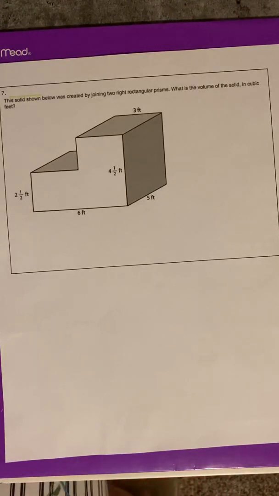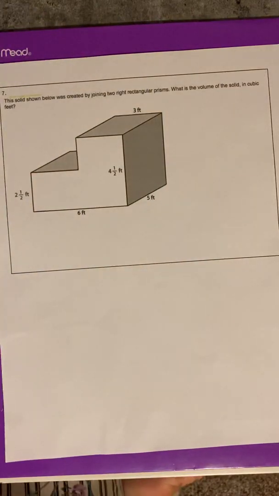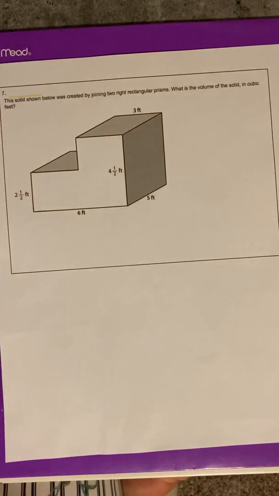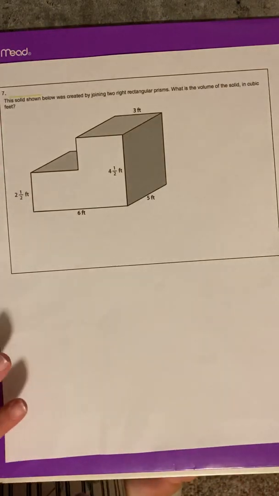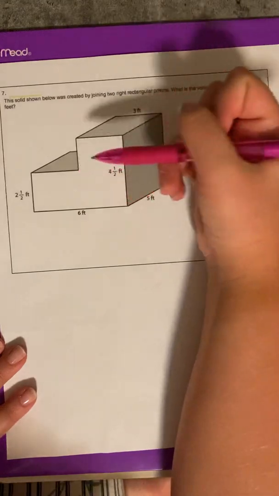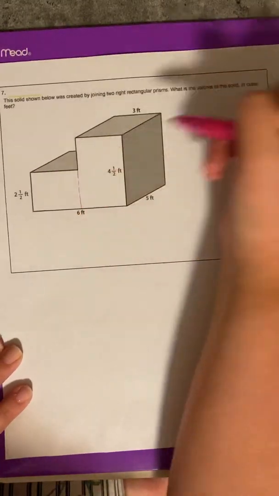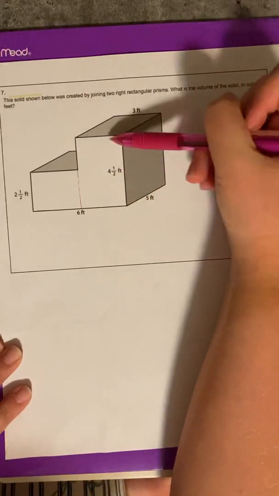So the volume, remember, is length times width times height, but we have a funky situation. We have two prisms combining together, so you can break this up any way that you want to. I'm going to break it up into this one here, and then this big one.